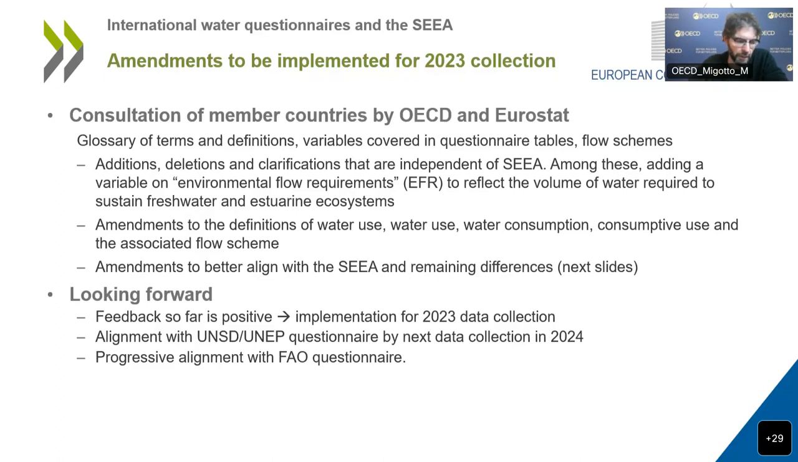Up to now, we're very pleased with the feedback that we got from EU countries and from some other international organizations on this. So we are working on adjusting these amendments and the flow scheme to address this feedback from countries. And we are pretty confident that we will be able to implement these amendments in the next 2023 data collection. That's for the joint OECD Eurostat questionnaire, and then possibly also by UNSD UNEP in their next data collection, which will be in 2024. And of course, we will continue to work with FAO to better align definitions and conceptual frameworks between, on one side, the OECD Eurostat and UNSD UNEP questionnaires and the FAO on the other side.